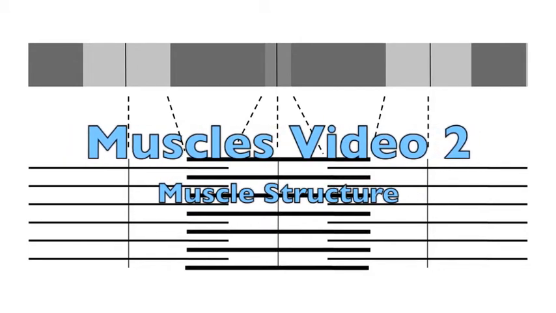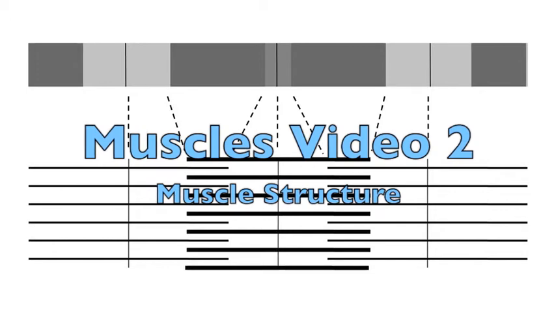Hi guys, in this second video we're going to be looking a little bit more at the internal structure of the muscle. So we're going to be basically dissecting a muscle apart and going into more and more detail, basically breaking it into smaller and smaller bits until we're almost looking at the individual proteins themselves. So without any further ado, let's start by pulling a muscle apart.